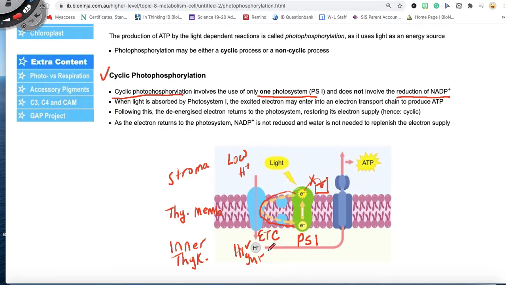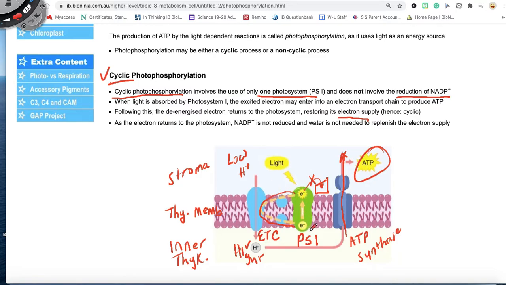Now, what's going to happen to these hydrogen ions? They are going to move, again, via diffusion through ATP synthase. So here we see ATP synthase. And that's what's going to generate ATP, okay, through chemiosmosis here. So notice that in this cyclic photophosphorylation, photosystem 1 restores its own electron supply. So it's not getting electrons from photosystem 2. It's using its own supply of electrons.